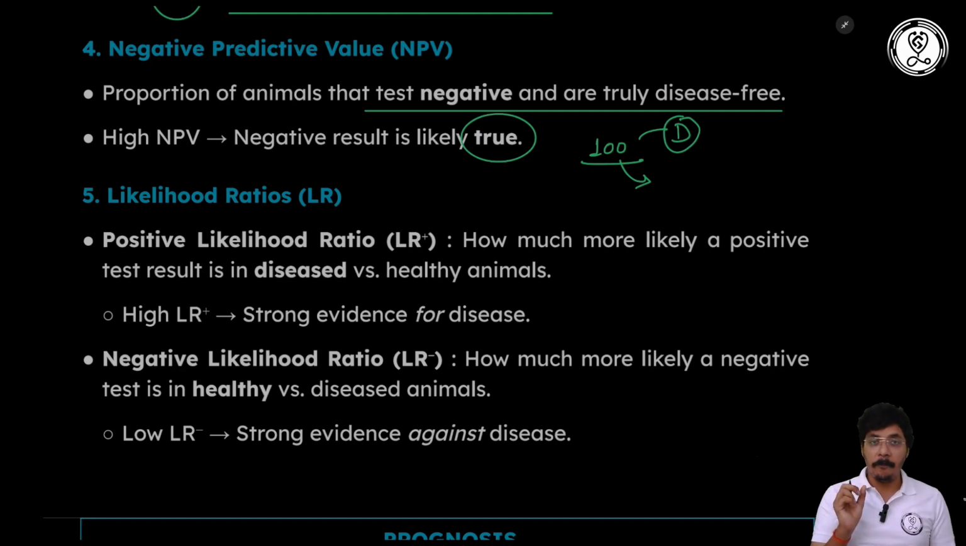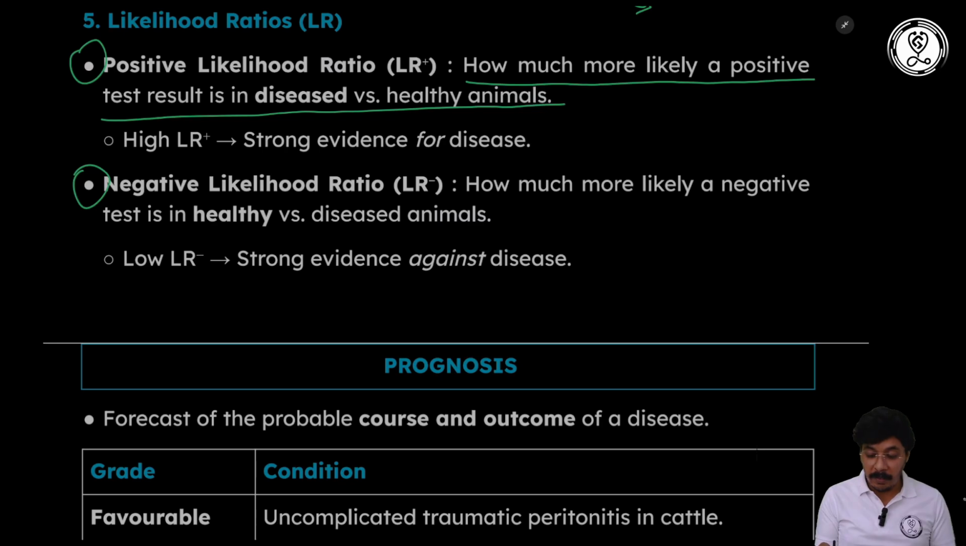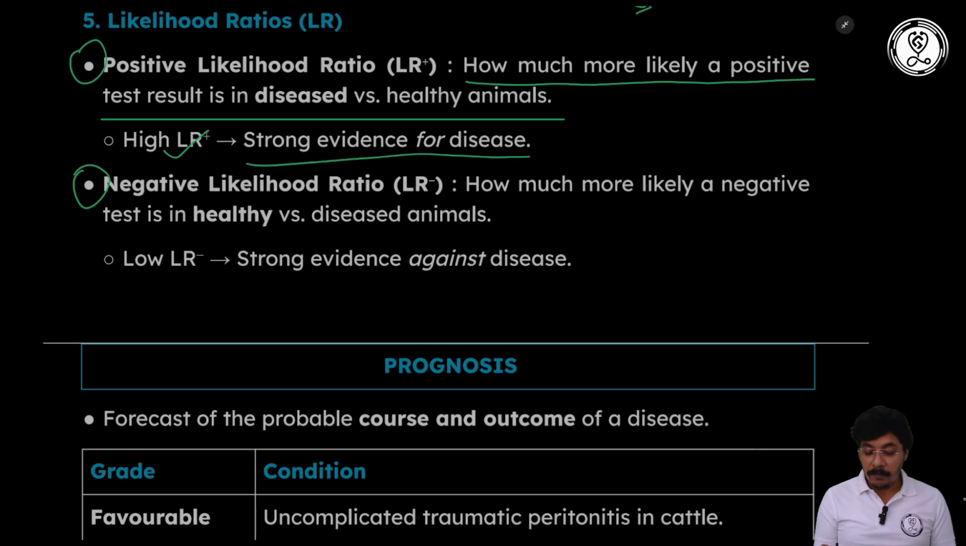It means the animals screened in a group and found not to have the disease entity is actually conclusive evidence. The likelihood ratio is of two types, the positive one and the negative one. The positive LR tells you how much more likely a positive test result is in diseased versus healthy animals. A high LR is strong evidence for a disease.